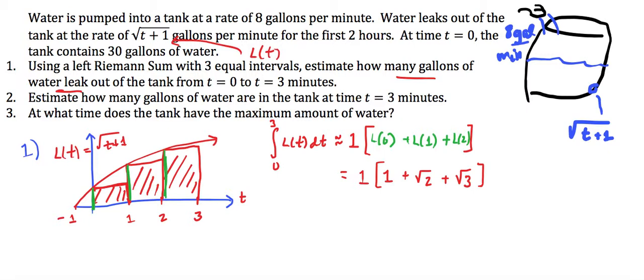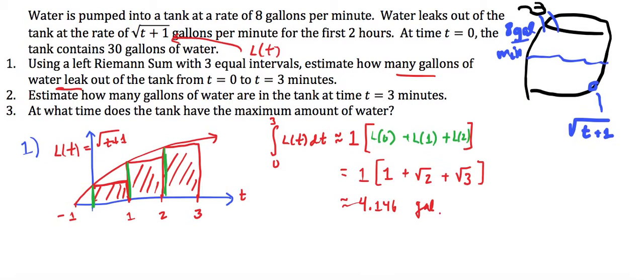When I did that on my calculator, I got approximately 4.146 gallons. Approximately. And you can see that the exact answer is probably going to be a little bit bigger than this. But at least that addresses number 1. All right, let's go on and look at the next problem.